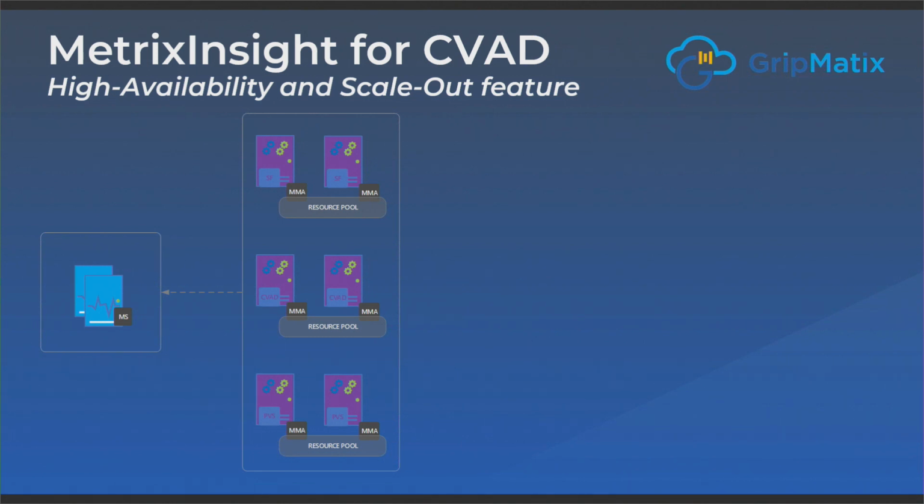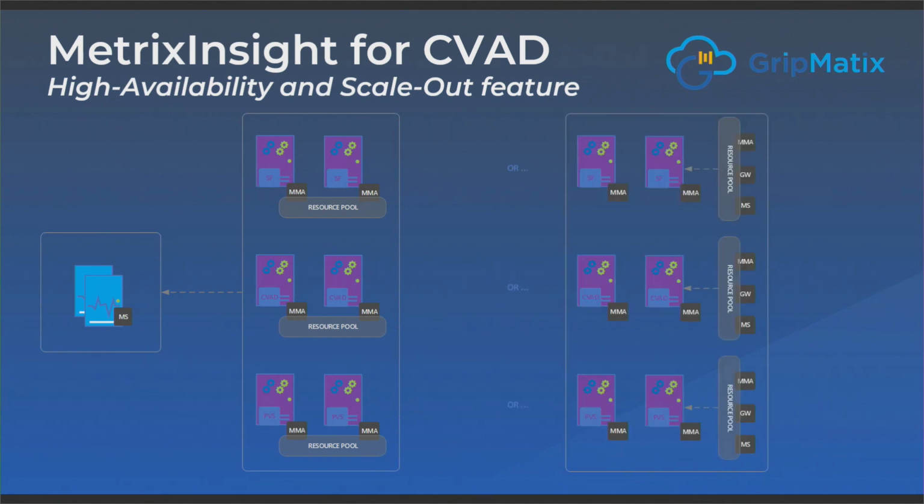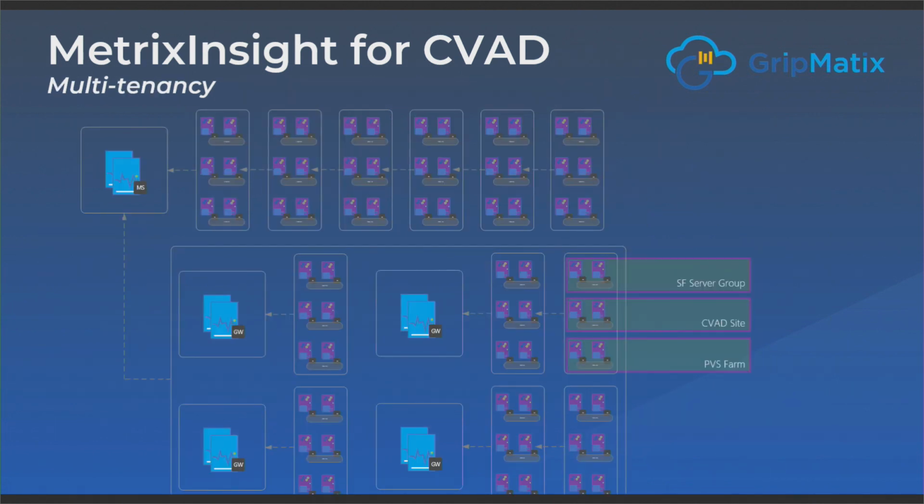Our solution makes use of resource pools, so in that way we also offer high availability. You can easily scale out as necessary to put additional agents, gateways, or management servers within those resource pools. And because we are using resource pools for each StoreFront server group, each Citrix Virtual Apps and Desktops site, and each PVS farm, we are also able to support multi-tenancy environments.